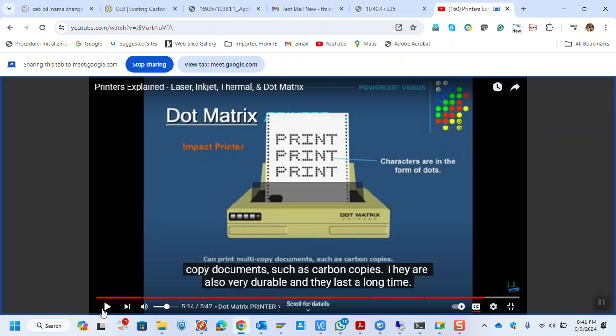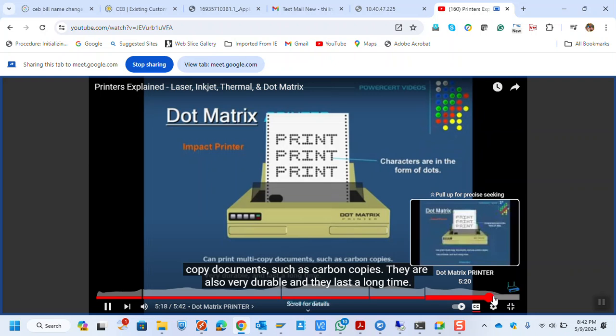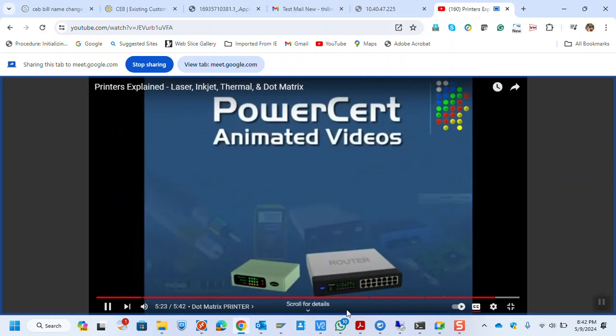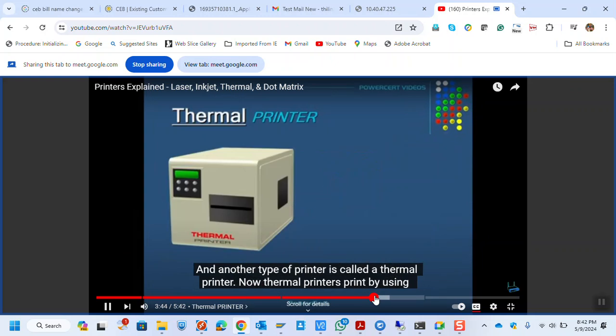That's the benefit: you can get multi-copy documents. This is a very durable printer. Thermal printers also they have. See this.